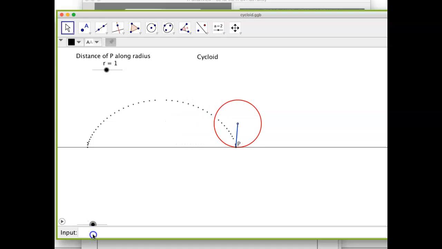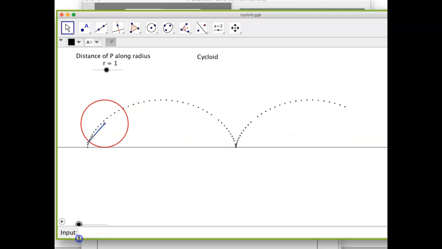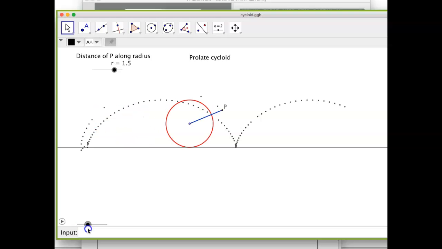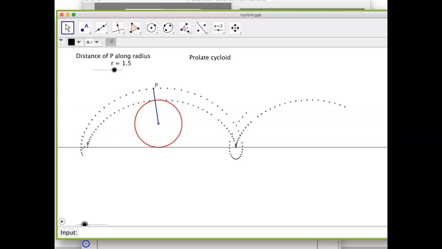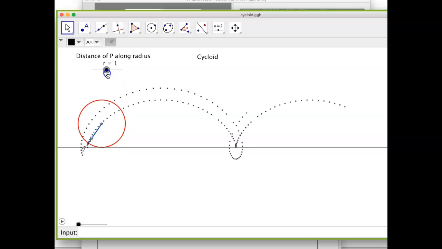So that's if we follow the cycloid on the edge of the circle, but you can also just follow the cycloid on some other part of the radius. Let's say if I make it bigger than the circle, then you're going to get a cycloid that sort of loops around itself. Or smaller than the circle, it won't come all the way down and hit the x-axis, right?